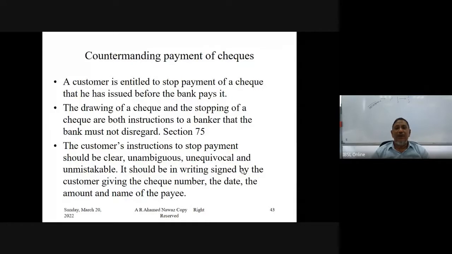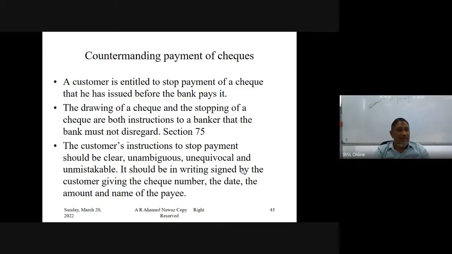A customer is entitled to stop payment of a check that has been issued, before the bank pays it. Before the bank's payment, a check can be stopped. The drawing of a check and the stopping of a check are both instructions to a banker that must not be disregarded, under Section 87 of the Bills of Exchange Ordinance. The customer's instruction to stop payment should be clear, unambiguous, unequivocal and unmistakable. It should be in writing, signed by the customer, giving the check number, date, amount and name of the payee. Even a payment can be stopped by any person who is having the check.